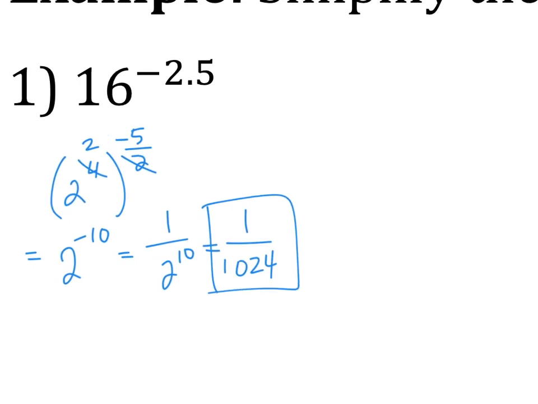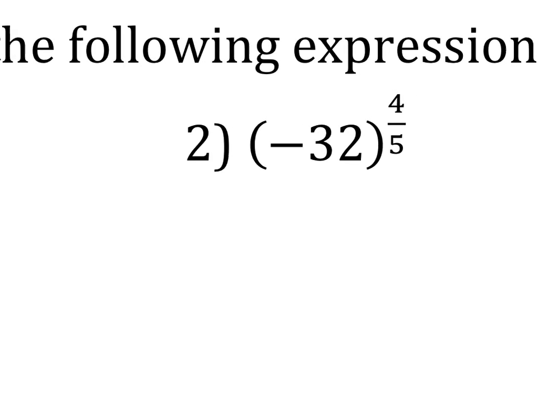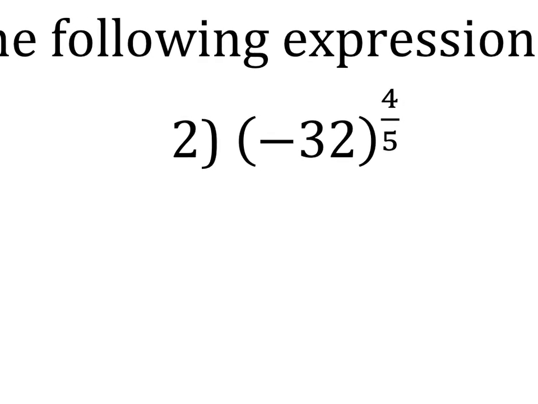All right, let's have you try one. Negative 32 to the 4/5. Negative 32 is an interesting number again. It is 2 to the what power? 5th. But there's a negative in front of it. Negative 2 to the 5th. And only for this case though, because it's the fifth power, negative 2 times itself 5 times, you do get a negative back.